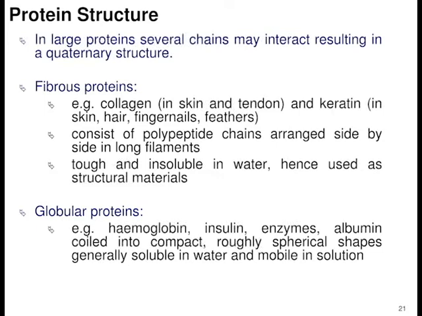And then all those long chains are found in fibrous proteins. Collagen and keratin consist of polypeptide chains arranged side by side in long filaments. They are normally the beta shape. They are insoluble in water, hence used as structural materials, like skin and tendons. These are some fibers, muscle fibers. The muscle is alpha helix coil.